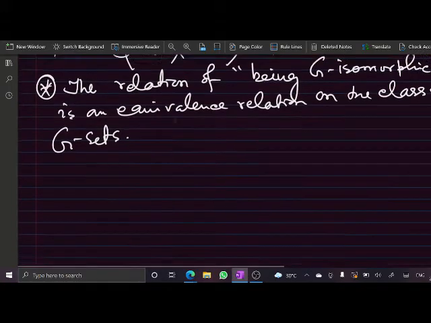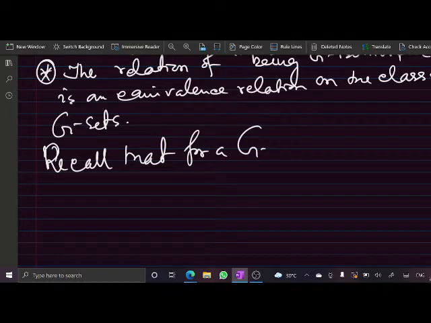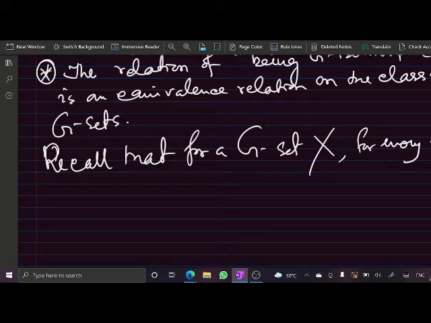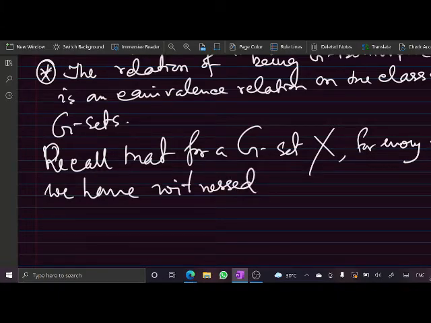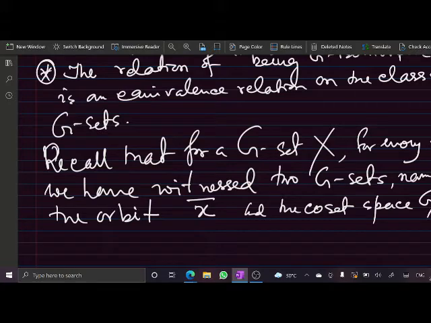So now, recall that for a G set X, for every small x belonging to capital X, we have witnessed two G sets, namely the orbit x bar and the coset space G by Gx.